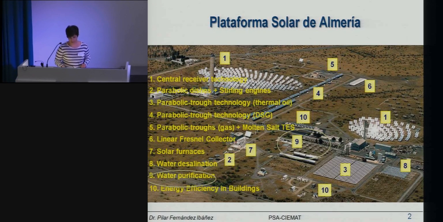It's a research institute in the southeast of Spain, and we have different technologies to investigate different ways to concentrate solar energy and produce electricity. And we also have other applications based on materials treatment, water desalination. We work on water purification, which is the group I belong to. And energy efficiency in buildings.